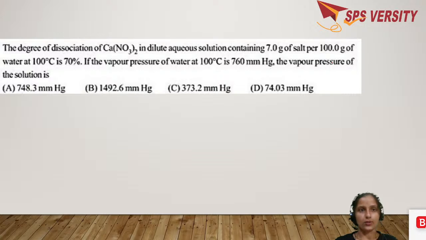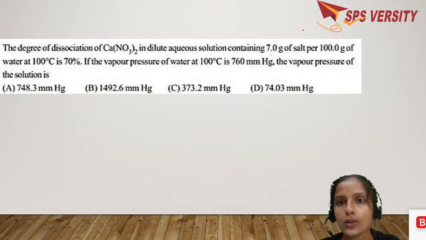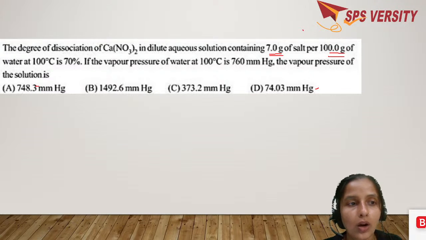The degree of dissociation of calcium nitrate in dilute aqueous solution containing 7 gram of salt per 100 gram of water at 100 degrees Celsius is 70%. If the vapor pressure of water at 100 degrees Celsius is 760 millimeter of mercury, find the vapor pressure of the solution. So what they have given us is the degree of dissociation, and the mass of salt per 100 gram of water. So what do you do?